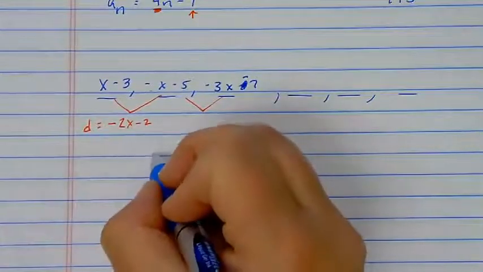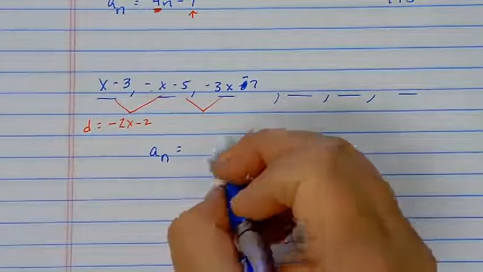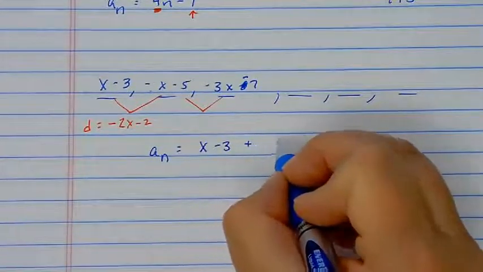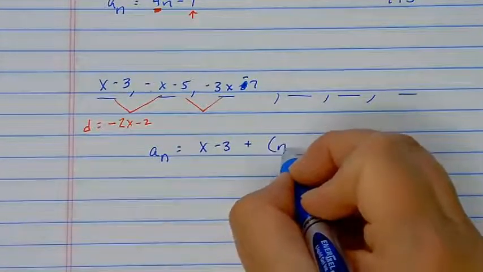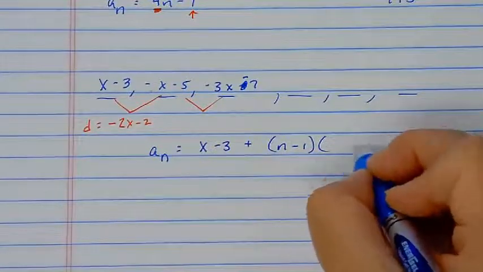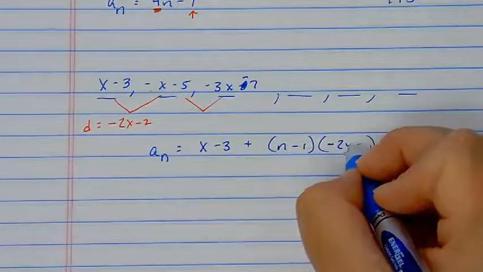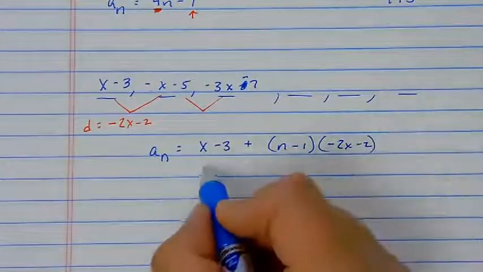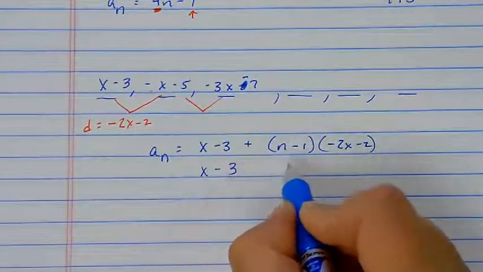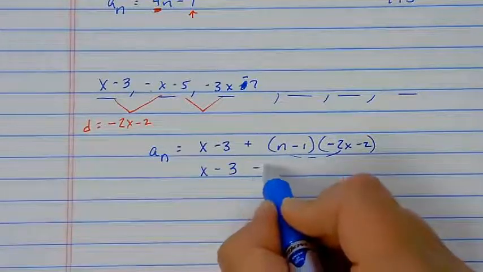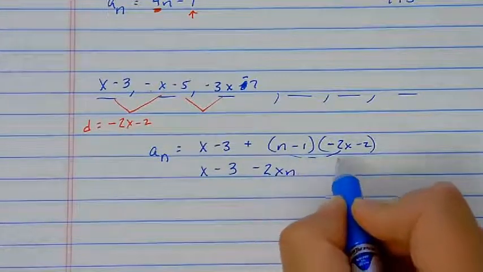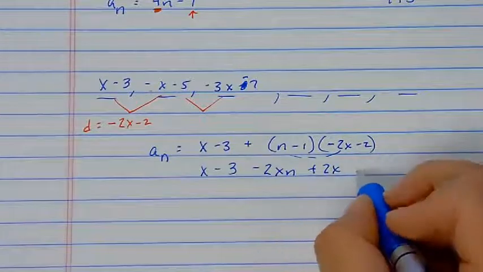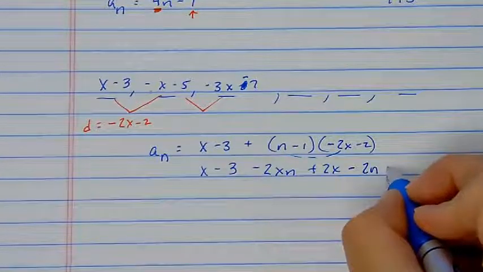So if I write my rule, I'll have a sub n equals the first term plus n minus 1 times the common difference, which is -2x minus 2. And now we have a little bit of algebra to work through. x minus 3 minus 2xn plus 2x minus 2n plus 2.